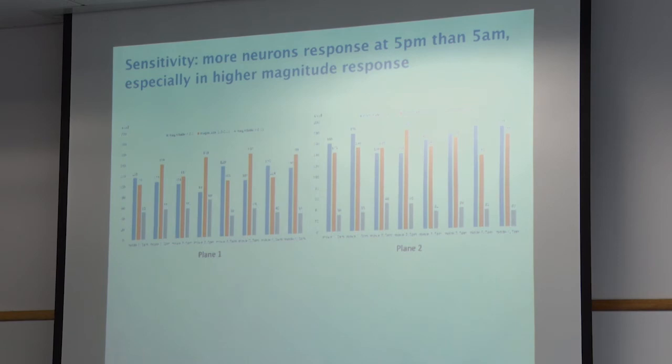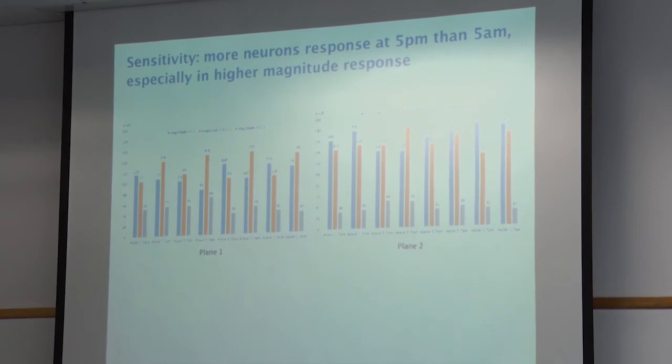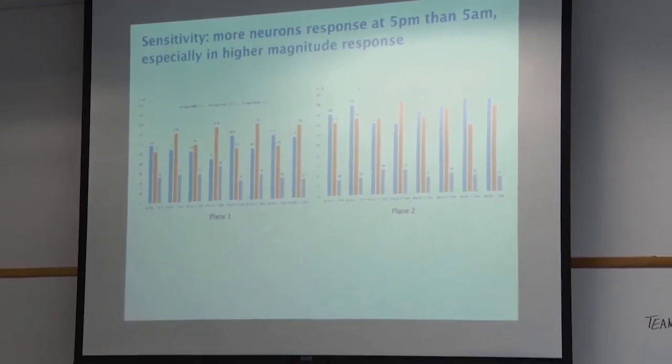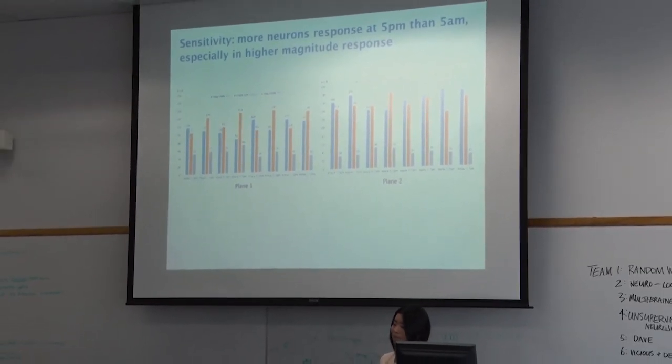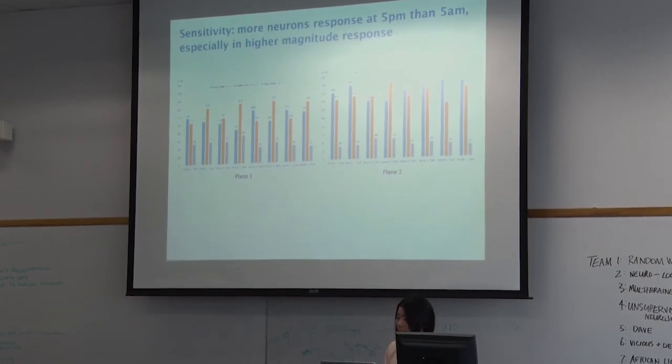Just want to say, are there more neurons that respond more actively, or more in the ones that have low response? And the result shows that almost all neurons respond more actively at 5 p.m. than 5 a.m., especially in higher magnitude response and in both planes, which proves that the mice at 5 p.m. are more active than at 5 a.m.